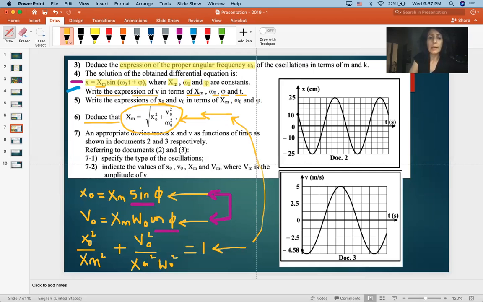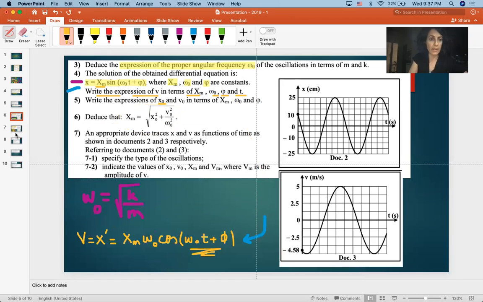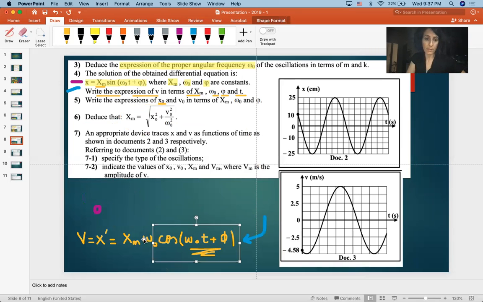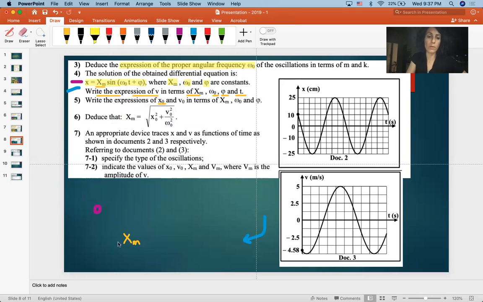Right? Now they want you to use document 2 and 3, and it will be awesome if I can do this and create a new slide for extra space. Yes, and I'm gonna delete all this. Okay, now what do they want in question number 7? Question number 7, an appropriate device traces x and v. So this is the graph of x and this is the graph of v.